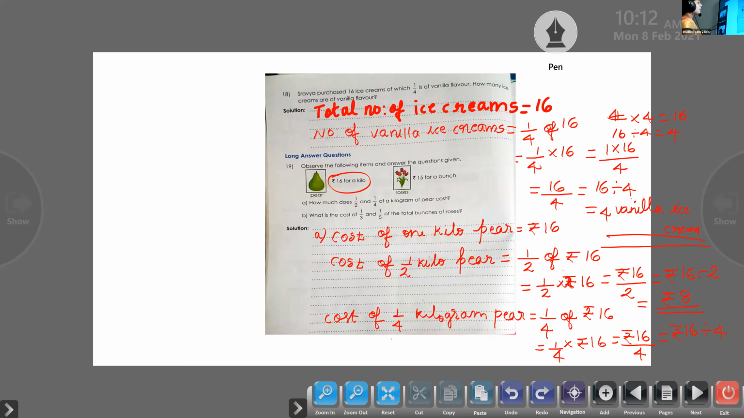Like that, cost of 1 by 4 kilogram pear equal to 1 by 4 of rupees 16. That means 1 by 4 into rupees 16. Rupees 16 divided by 4. What you will get, rupees 16 divided by 4? What into 4 you will get 16? We already did the same in the previous question. 4, ma'am. 4. So 1 by 4 kilogram or quarter kilogram of pear costs rupees 4.